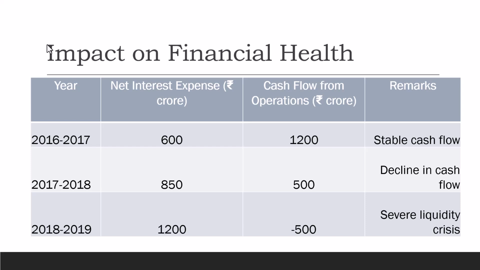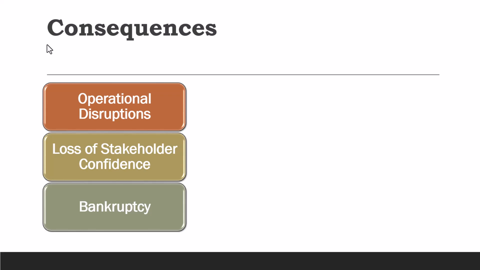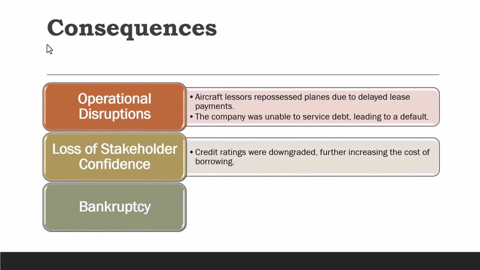So the company needs to manage interest rates. Consequently, operational disruptions, loss of stakeholders' confidence, bankruptcy. Ultimately, the company became bankrupt and they couldn't manage their interest rate cost. Aircraft lessors repossessed the planes due to delayed lease payments, so they were not able to make payments to the lessors, and the lessors repossessed their planes. The company was unable to service debt, leading to a default. Credit rating was downgraded, further increasing the cost of borrowing.